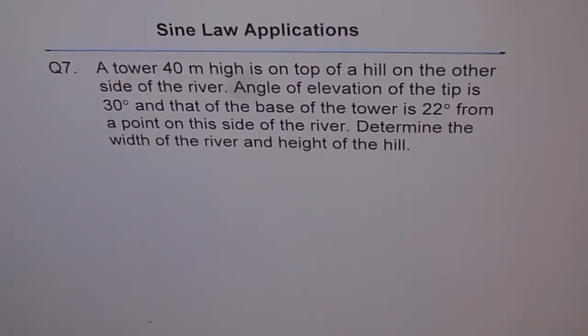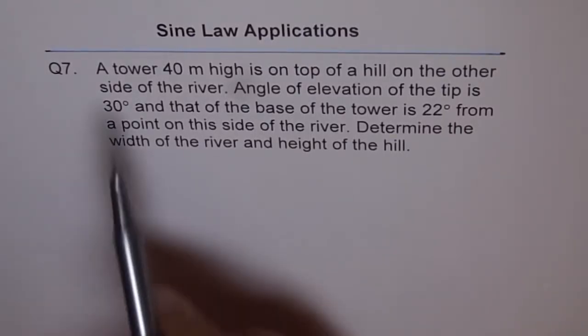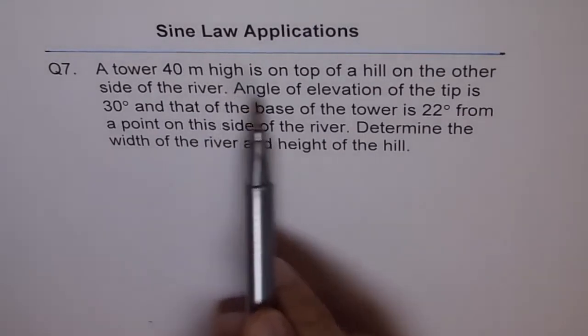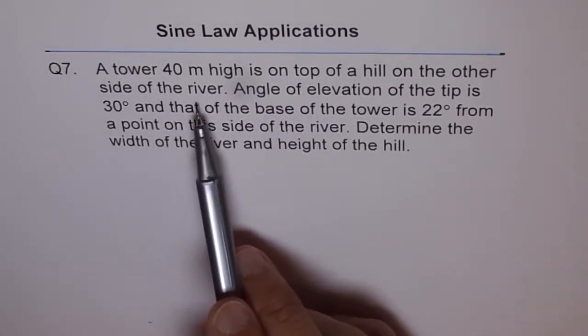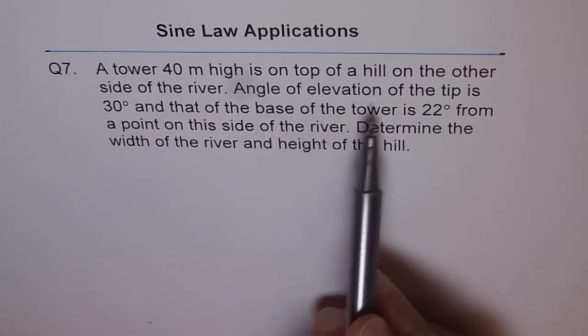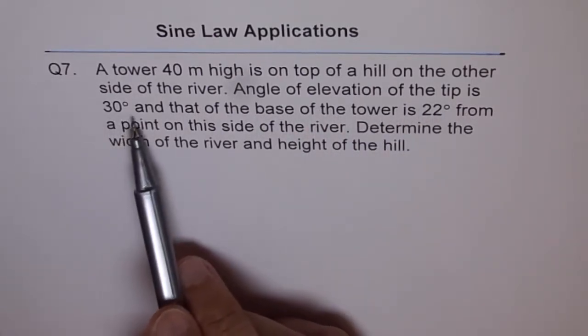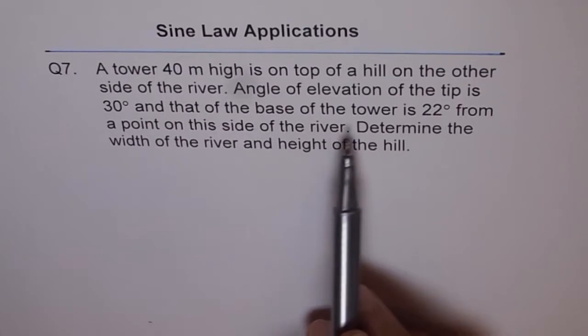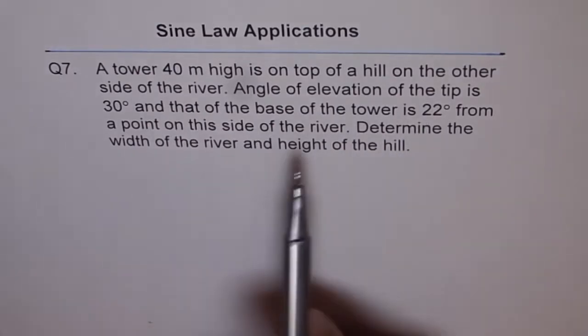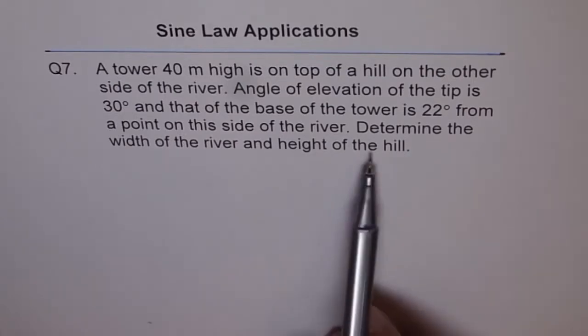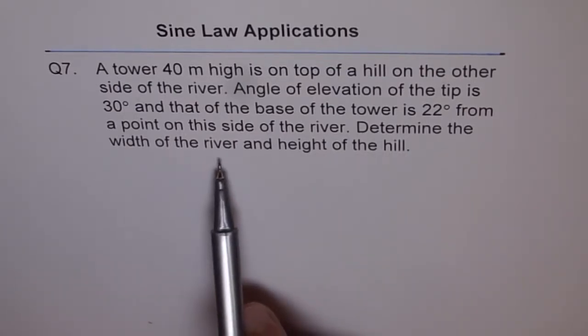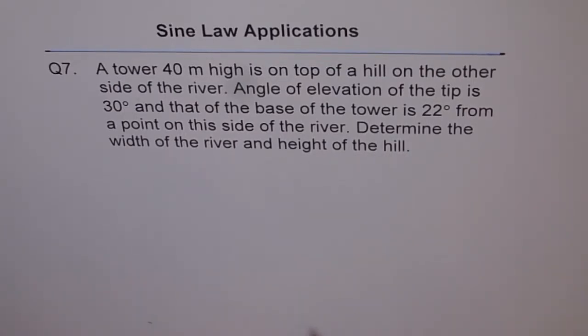Sine law applications, question 7. A tower 40 meter high is on top of a hill on the other side of the river. The angle of elevation of the tip is 30 degrees and that of the base of the tower is 22 degrees from a point on this side of the river. Determine the width of the river and height of the hill.